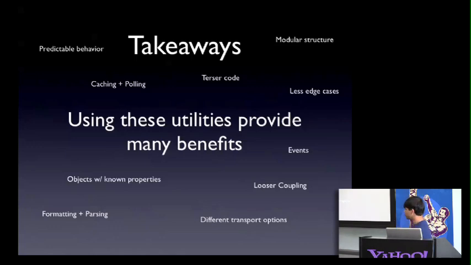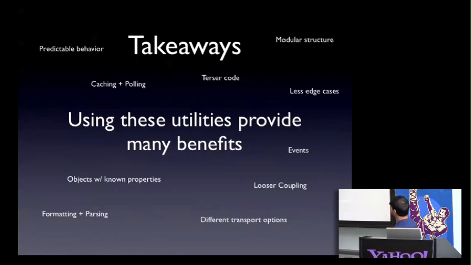Different transport options. DataSource allows you to use I/O, the Get utility. You can do formatting and parsing. You get to work with objects that have known properties. You can do caching and polling for requests that you're sending out. You get predictable behavior because you know what fields the objects are supposed to contain. You get terser code. I handle all my edge cases in the schema. So then when I'm actually working with this normalized piece of data, my code is a lot simpler because I know exactly what each object has inside.